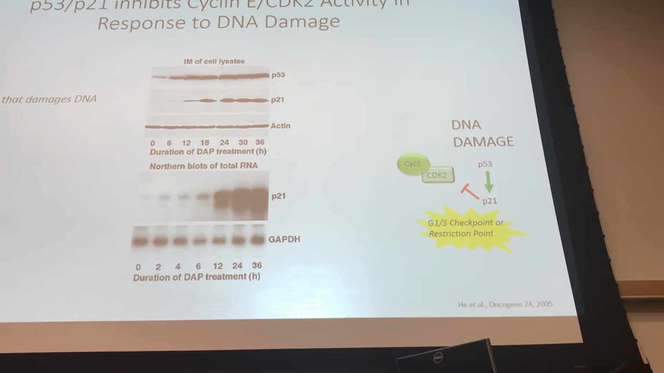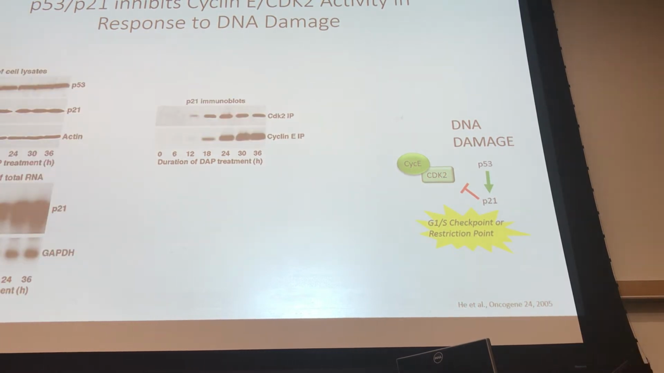Now, once that P21 is available, what it's going to do is bind to CDK1, CDK2 or cyclin E. So these are immunoprecipitations, IPs, for CDK2, and then they probed for P21. They pulled CDK2 out of the lysate with an antibody, and then they ran that IP onto a Western blot, and here you see an increase in P21. So what this is telling you is that CDK2 and P21 are forming an interaction.